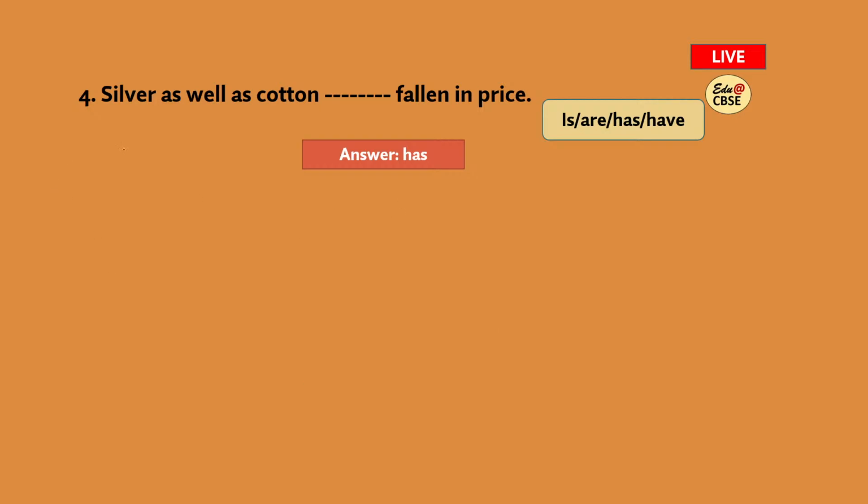Now, why are we writing this? Because you have to identify the main subject here. Actually, this is a question of subject-verb agreement. So, the main subject we are talking about is silver. Cotton is accompanying it, so we should not take cotton into consideration. Silver की main बात हो रही है, cotton तो उसके साथ है. So silver as well as cotton, this is singular, so we will pick up singular. Has. Silver as well as cotton has fallen in price.